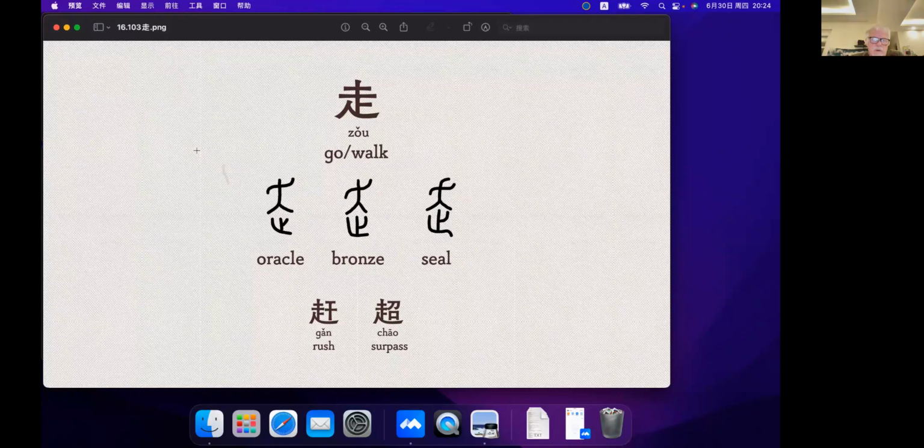So when we look at ancient Chinese, in some cases we have to guess, because now Zhou means to walk, but in ancient times, it probably meant to run. But frequently, we cannot be sure.